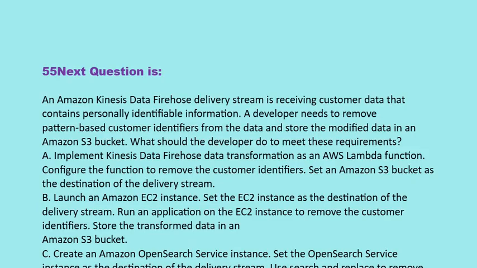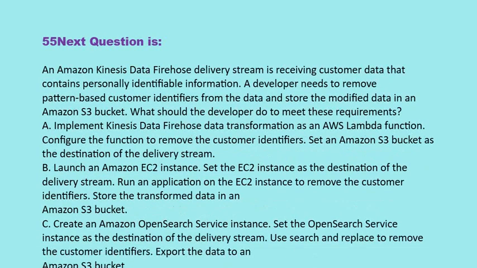Option A. Implement Kinesis Data Firehose data transformation as an AWS Lambda function. Configure the function to remove the customer identifiers. Set an Amazon S3 bucket as the destination of the delivery stream. Option B. Launch an Amazon EC2 instance. Set the EC2 instance as the destination of the delivery stream. Run an application on the EC2 instance to remove the customer identifiers. Store the transformed data in an Amazon S3 bucket.